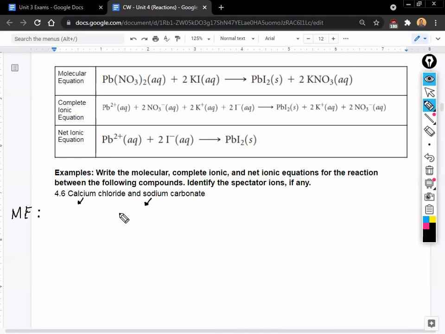So, all right, let's write this down. What did you get for the chemical formula for calcium chloride? CaCl2. Remember, because calcium is plus 2 and chlorine is minus 1, you need 2 chlorines. Good. And this is going to be aqueous. Plus sodium carbonate. What did you get for that?